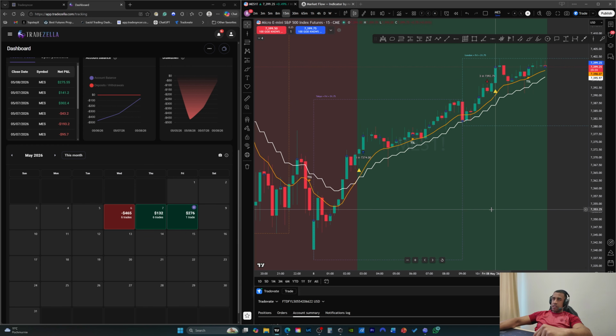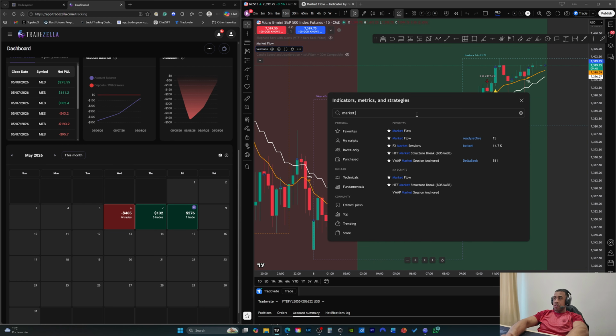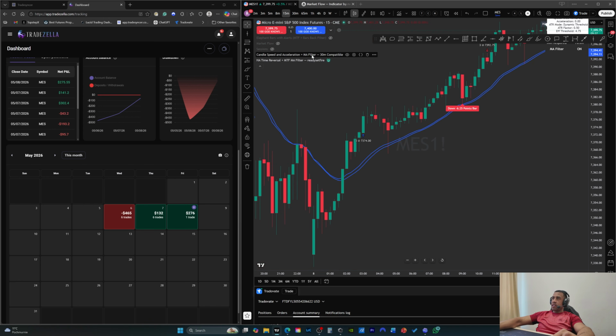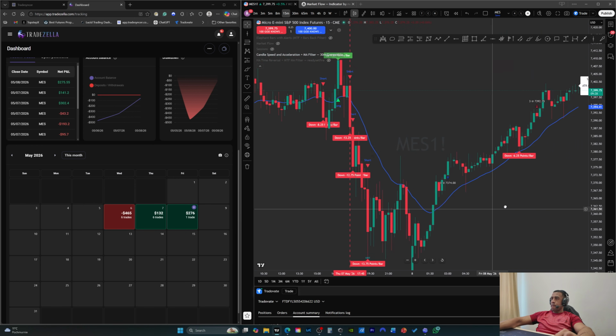So once again, guys, the indicator is market flow. You go to search for indicators, you search market flow. It's this one over here by Ready Set Fire. And then the other one is this one here, candle speed and acceleration. Let me hide this one right here real quick. It's this one right here.